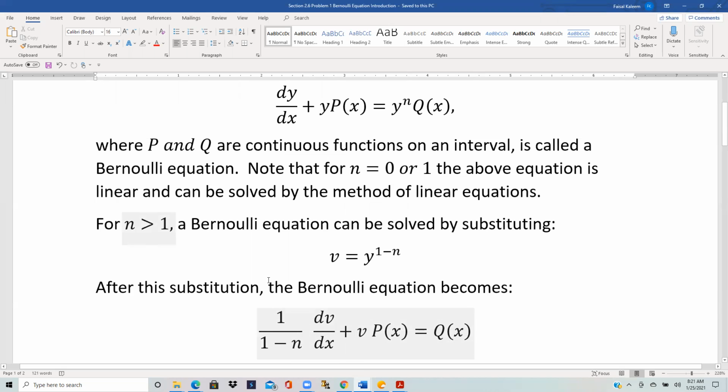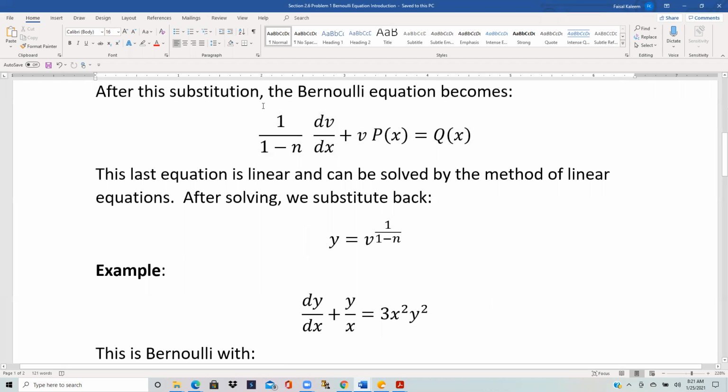So the way we solve it is we substitute v equals y^(1-n). And after this substitution, you can check it out. The Bernoulli equation turns into this equation. It becomes 1/(1-n) dv/dx + v p(x) = q(x). So the point of this substitution is that this y^n disappears. And now this is a linear equation, because this is just a constant which can be multiplied out, and then you have exactly the form of a linear equation. And so what we do is we solve this equation by the method we learned for linear equations.